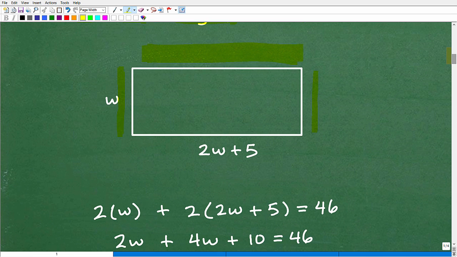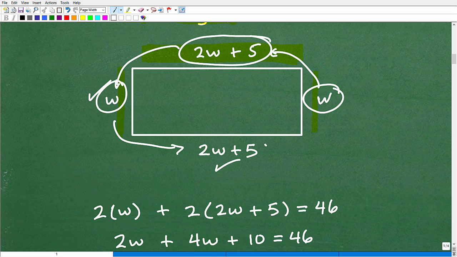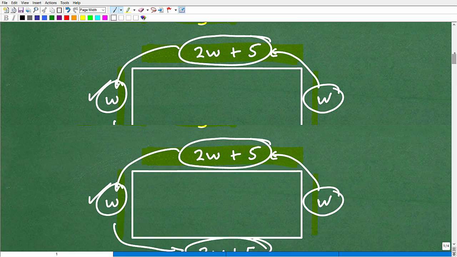Again, we have to know by definition, what is the perimeter? Well, it's this side plus this side, plus this side, plus this side. And we know that if this is the width over here, whatever measurement this is, it's the same thing over here. And over here, this length is also going to be 2W plus 5. So I'm going to add all these expressions up. And I have to go back and reread the problem.